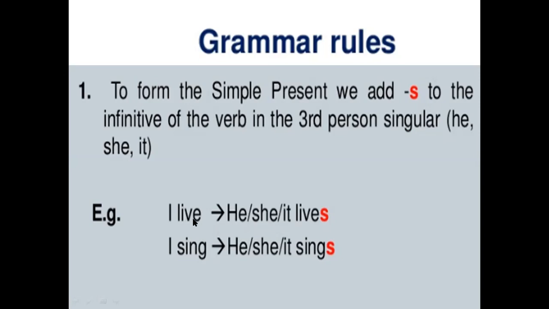So again, I live, he, she, it lives. So we have to add s at the end of the verb if we talk about the third person singular. Okay? If we talk about the plural, we don't have to add s at the end of the verb. So I sing, he, she, it sings. So you have to add s at the end of the verb because he, she, it. Okay? Take note of that.